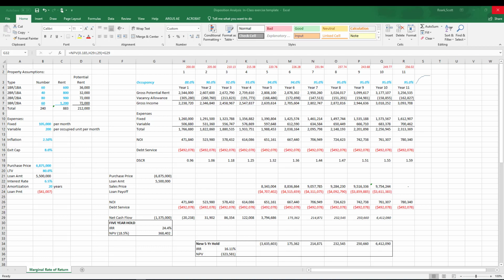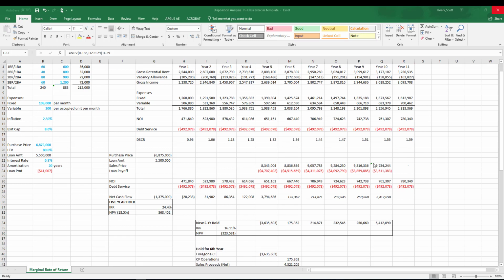Okay, we're going to pick up here and finish off the disposition analysis. So let's look at what we got. We finished the last video looking at the 5 years' worth of information. So here's the stuff we were examining. Here's the IRR that we looked at. Here's the NPV that we calculated. And now we're going to look at some additional information.